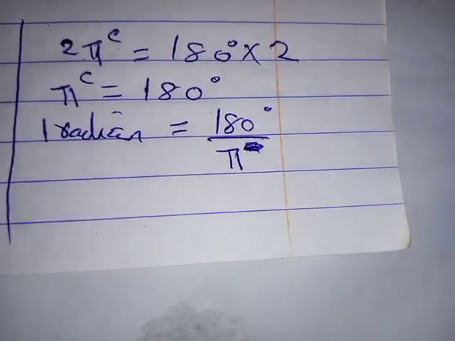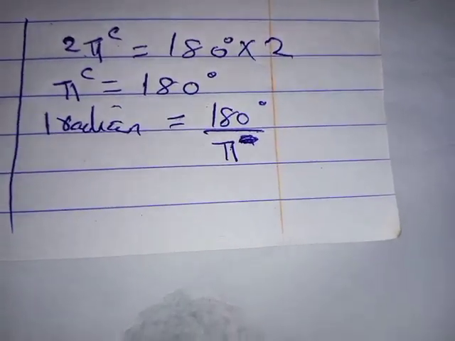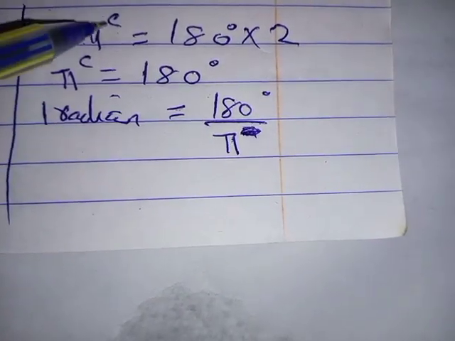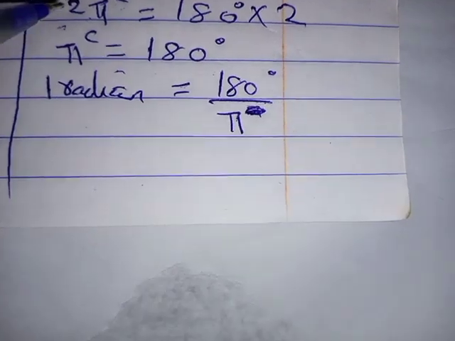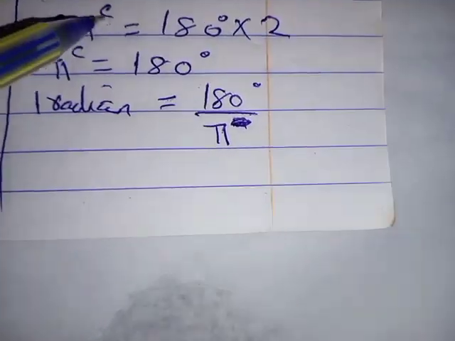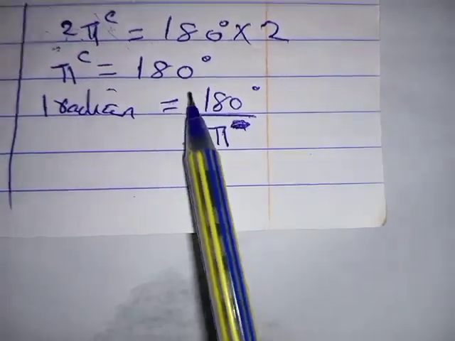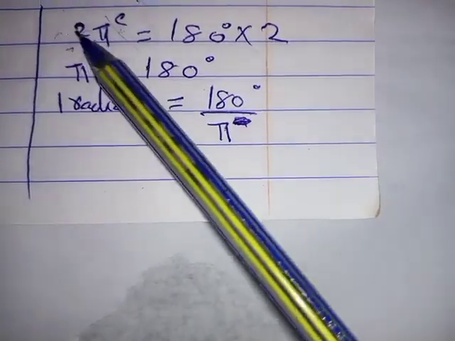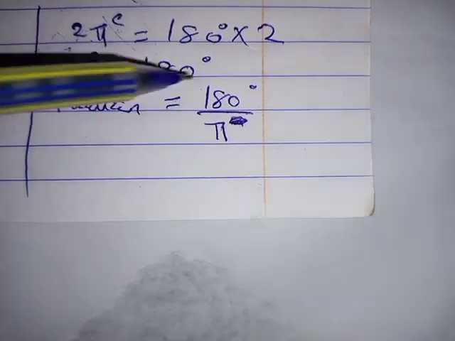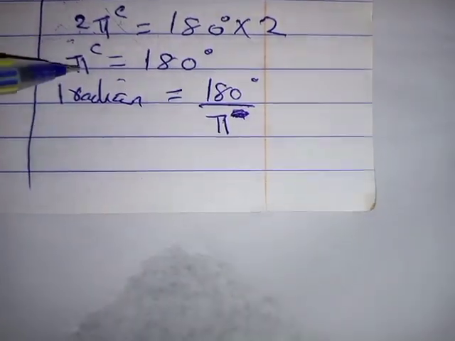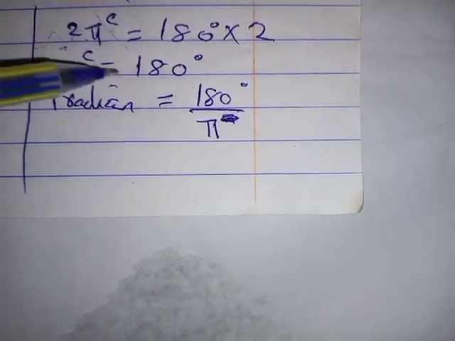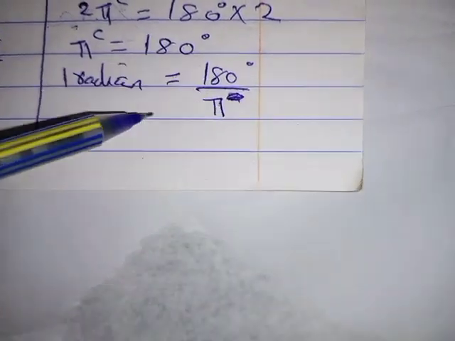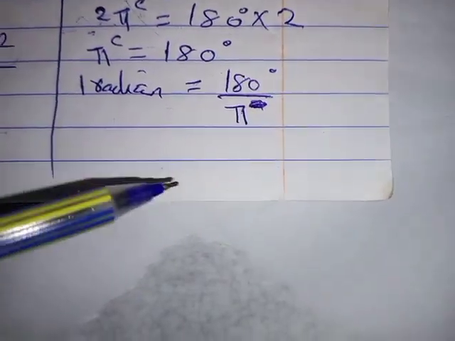We have also seen that as the body moves around the circle, in one revolution, in terms of radian, it will cover 2 pi, which is equivalent to 360 degrees, or 180 times 2. So you can divide by 2 there, to get pi radian is equal to 180 degrees. 1 radian is equivalent to 180 degrees over pi.